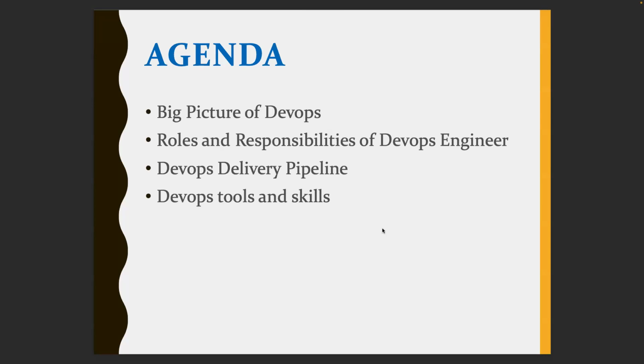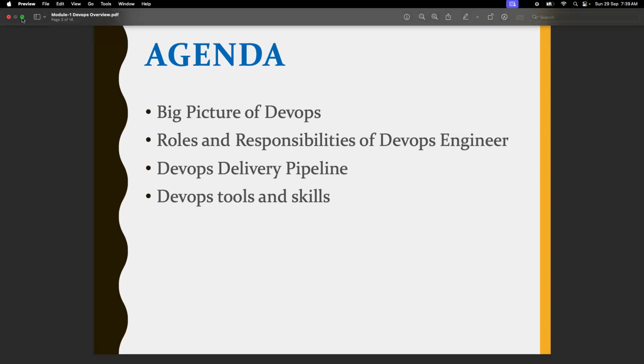So let's talk about what is DevOps. I'm sharing a black screen. Let us try to understand what is DevOps and how it works. It's a combination of two terms, development and operations. By seeing that, we can understand it's a combination of development and operations.